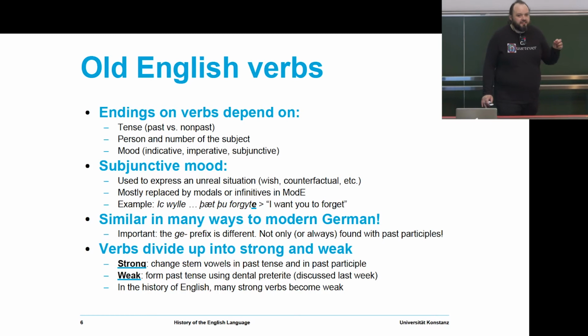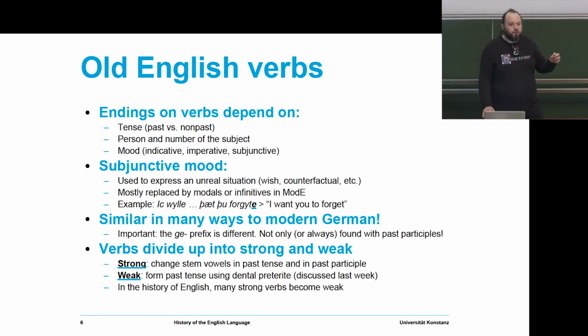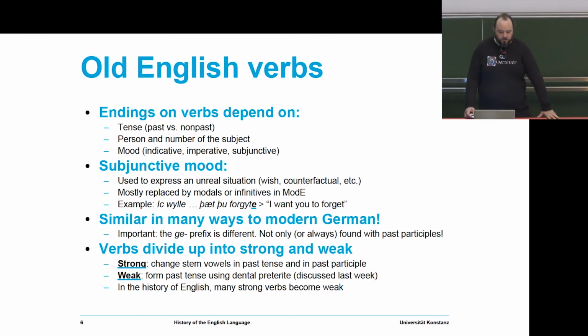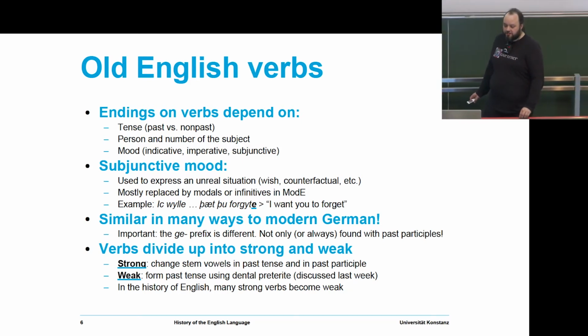And this S is actually the only remnant of what used to be a much richer morphological system in Old English. So the third person ending is the only person and number ending in modern English, but in Old English there are a lot more. We also see different moods in Old English.